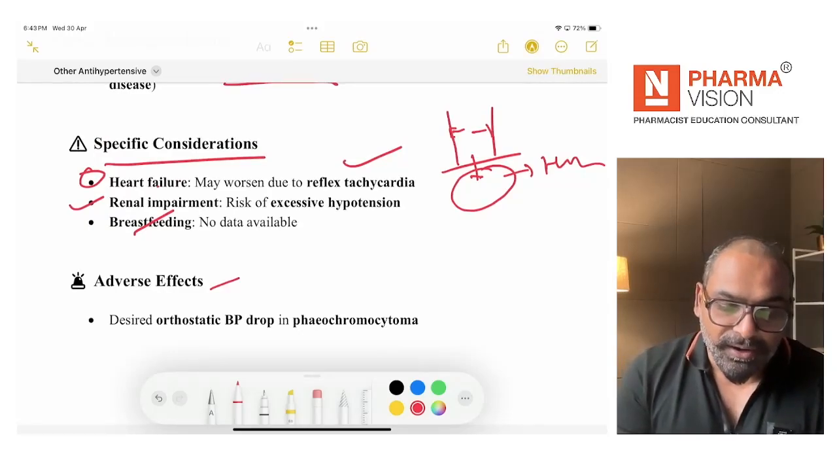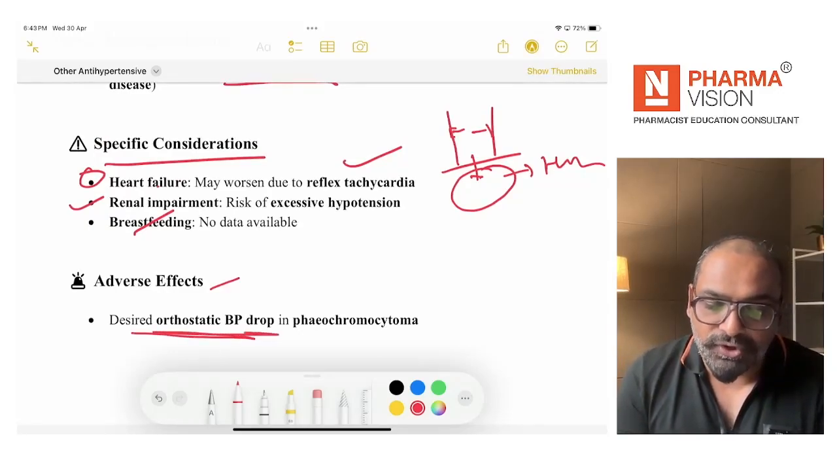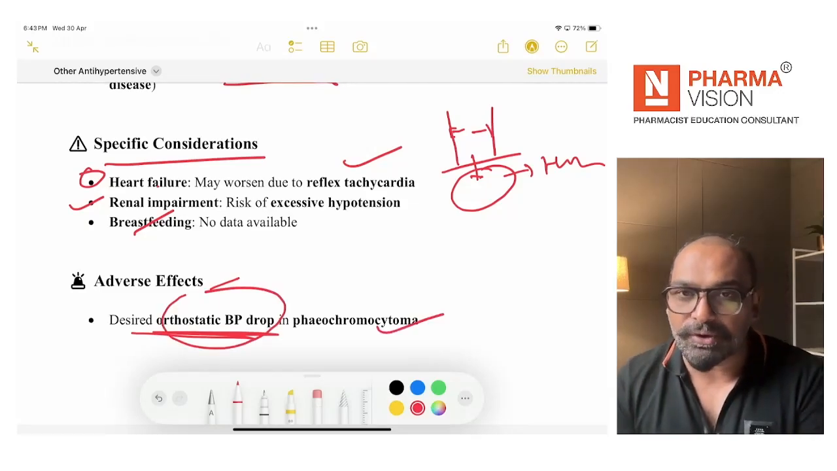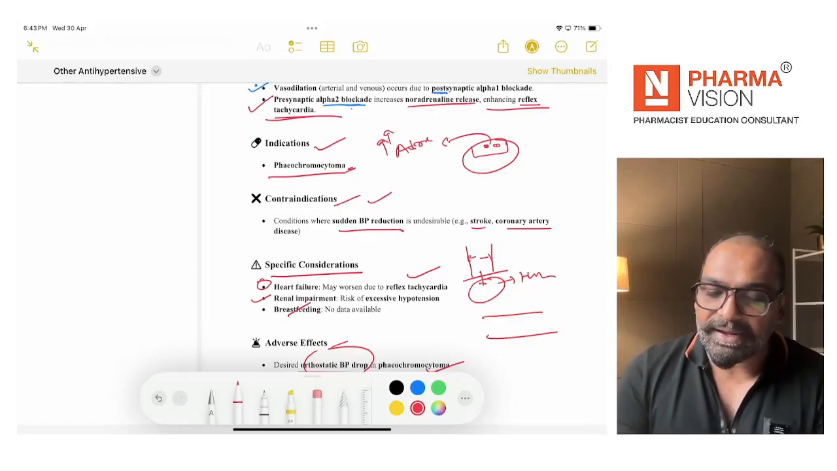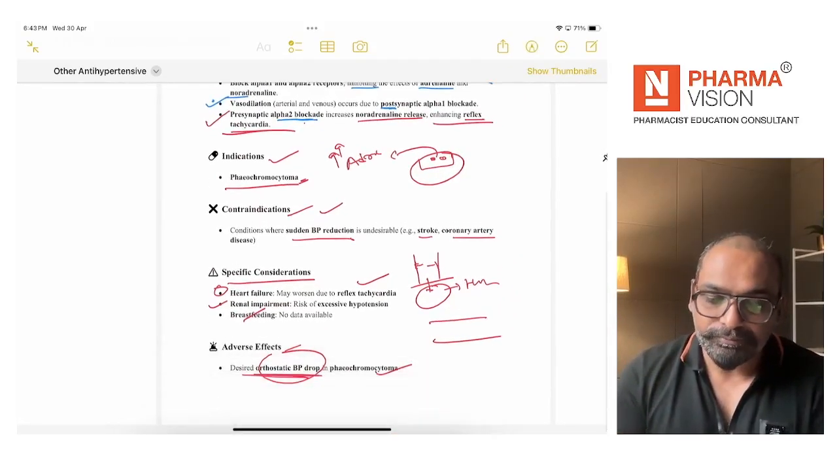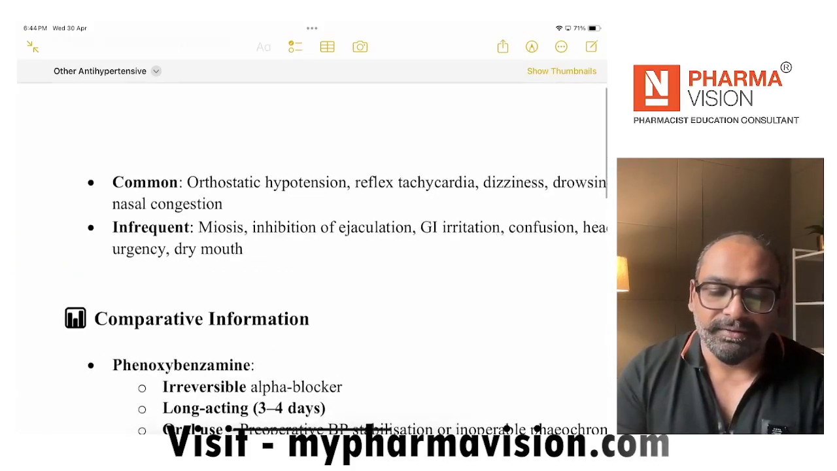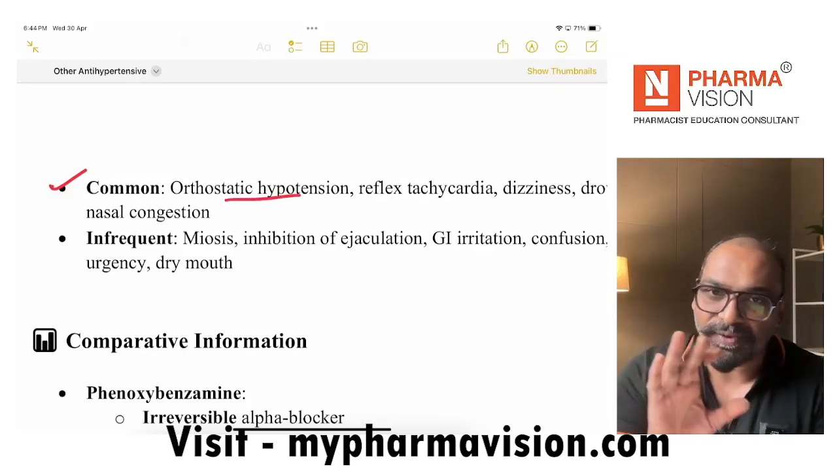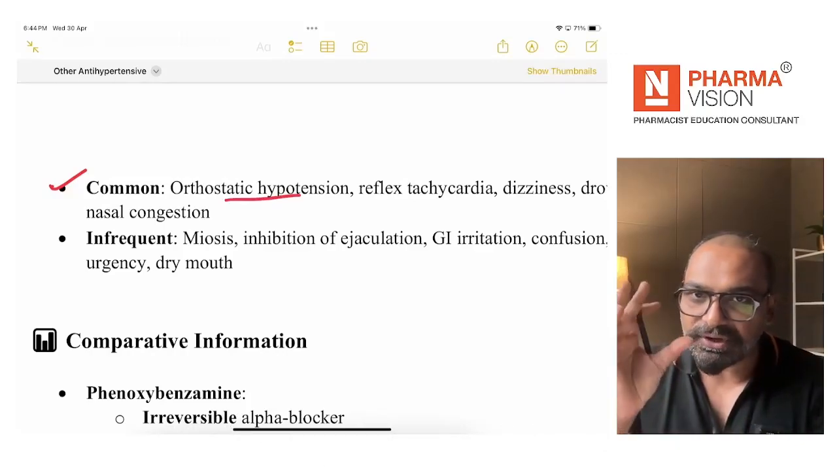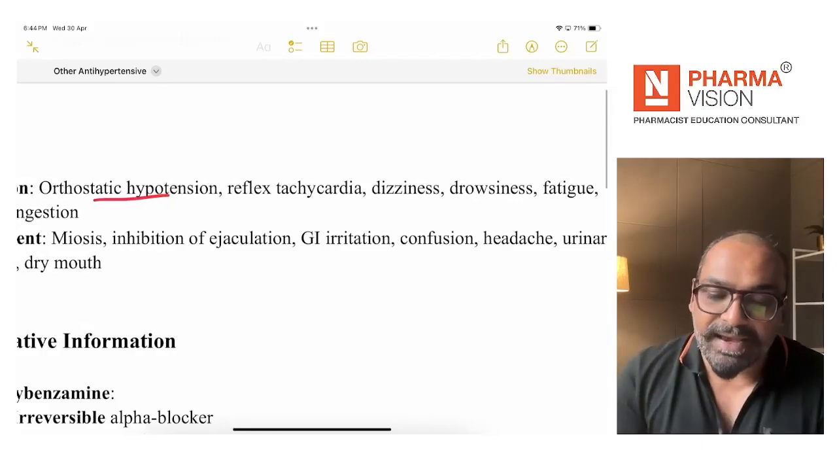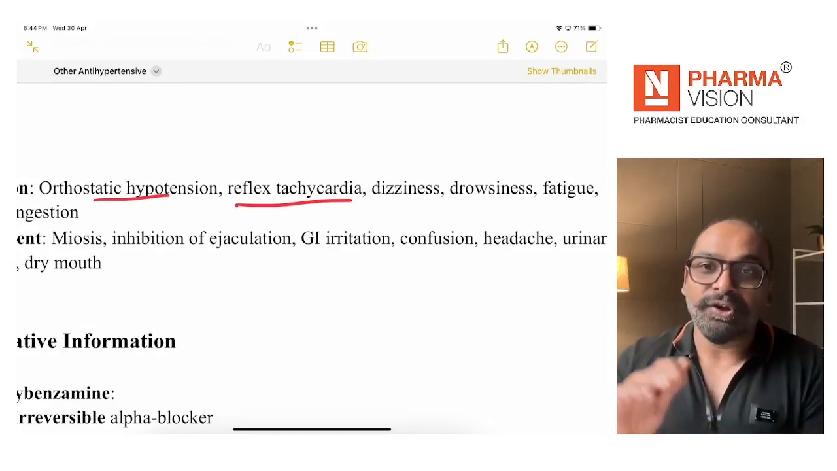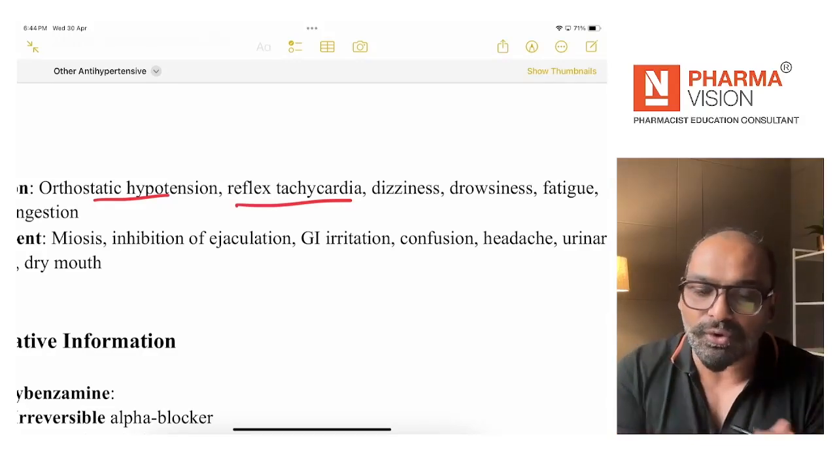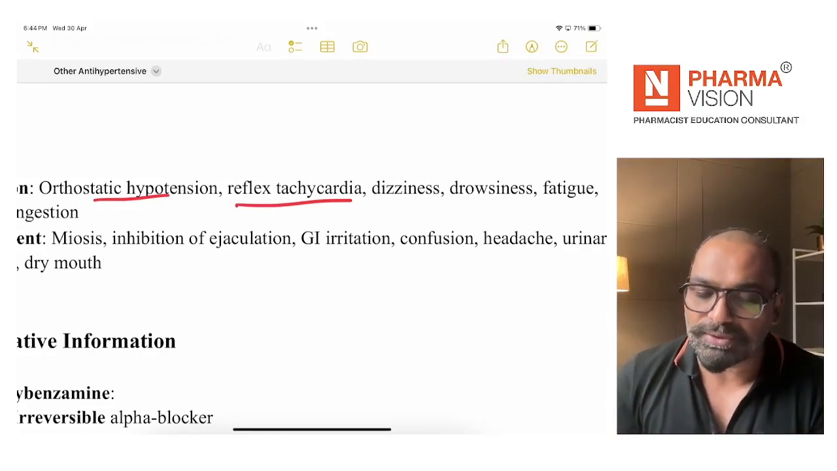Adverse effect: orthostatic blood pressure drop. In pheochromocytoma, the vasodilatory effect can cause postural hypotension. Second part, common side effects. Orthostatic hypotension, that is very obvious, due to the vasodilatory effect. Second, reflex tachycardia due to higher release of noradrenaline, and vasodilation can also cause the reflex tachycardia. These are the two most important points.